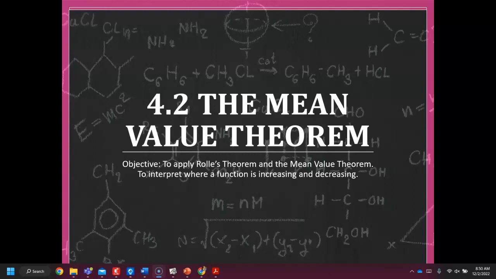The mean value theorem. It's not mean like angry mean. It's mean like the mean you learned back in the day, like mean, median, and mode mean. So mean back in the day meant average. So the mean value theorem is kind of like saying the average. It's the middle, the mean, the average.